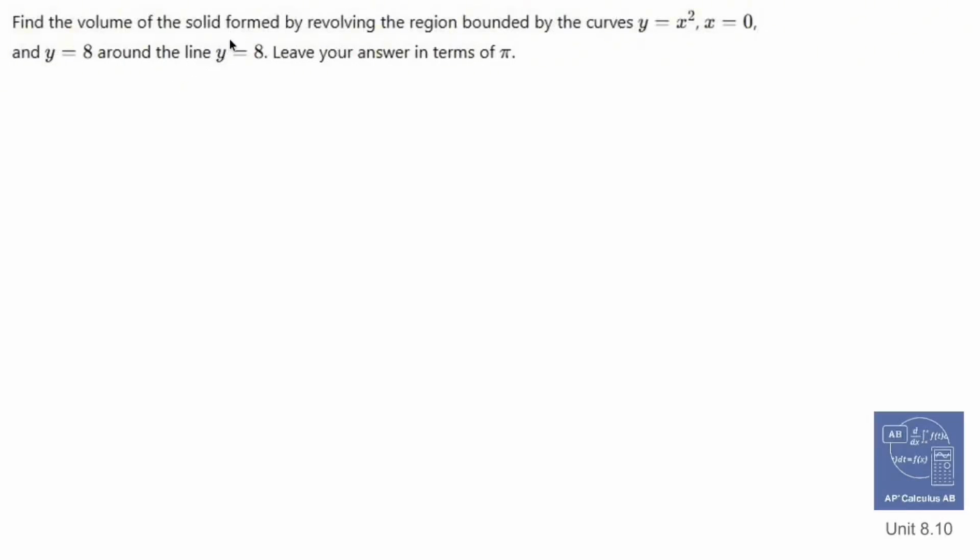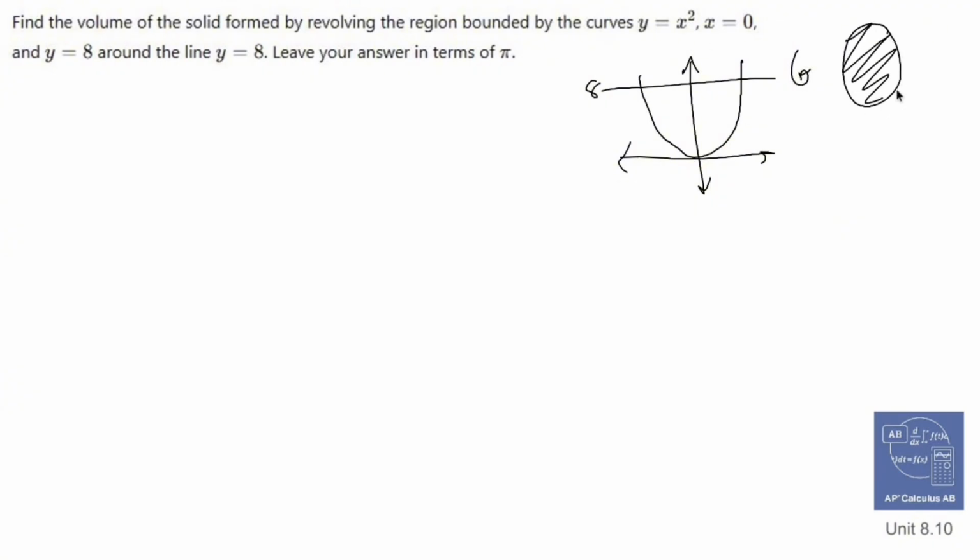Find the volume of the solid formed by revolving the region bounded by the curves y equals x squared, y equals 0, and y equals 8 around the line y equals 8. Leave your answer in terms of pi. So what we're doing is taking a parabola and spinning it around y equals 8. We're going to get this weird oval-looking, pill-looking shape when all is said and done. So we are going to use the disk method, but around other axes, right?